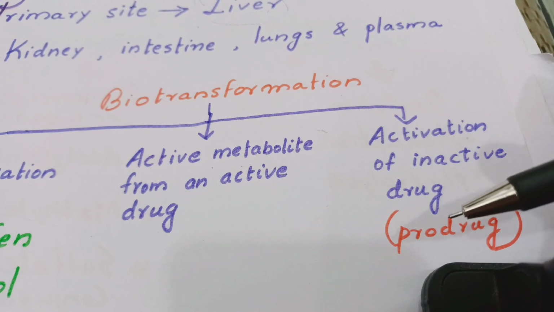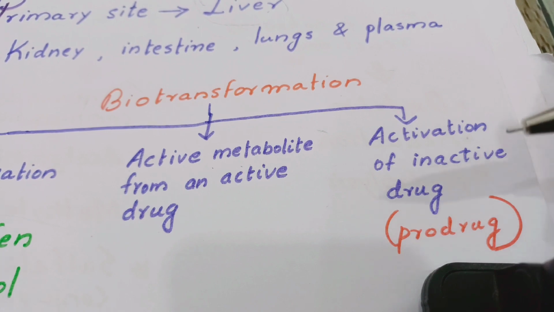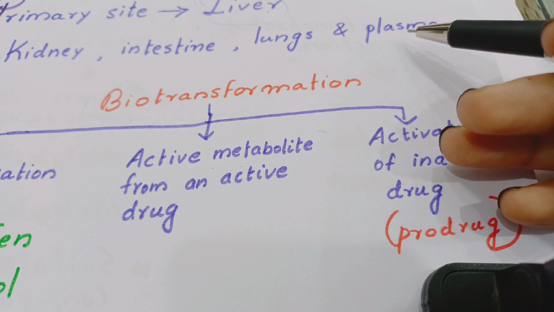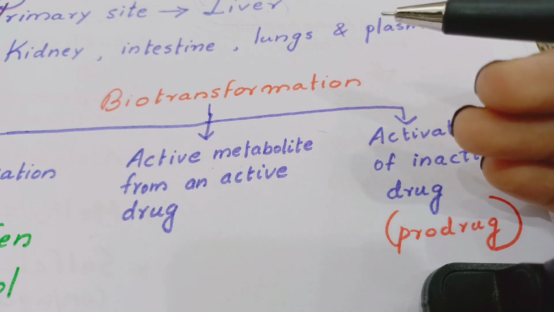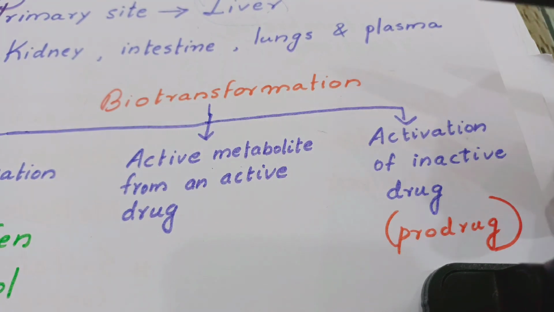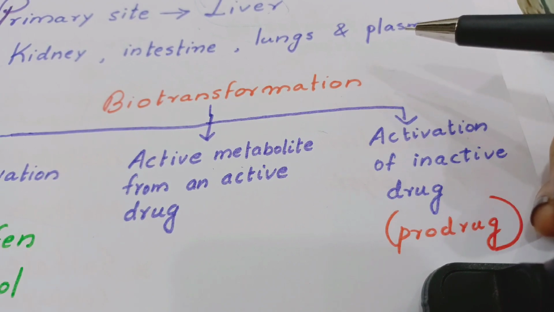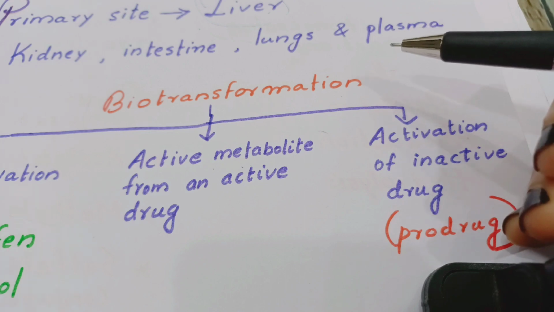Now the third one is activation of inactive drug, or we can simply call it a prodrug. Such drugs are called prodrugs. That is, they are already inactive and they needed to be converted to one or more active metabolites. What are the advantages of this prodrug? They are more stable, they have better bioavailability, and they have less side effects and toxicity. So they offer advantage over the active form.